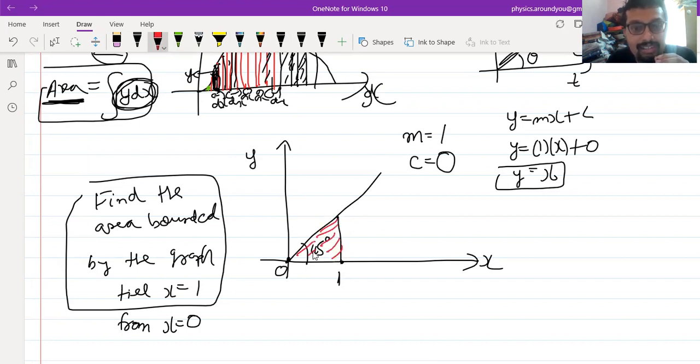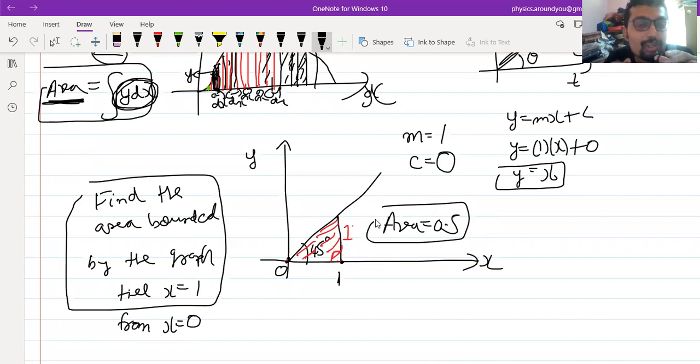How will I find this? There is an easy way, there is a hard way. What is this figure? Is it a rectangle, square, or a triangle? Triangle. How to find the area of a triangle? Half into base into height. What is the height? 1. Why? Because it is an isosceles right angle triangle. So height is 1, base is 1. So what is area? 0.5. Wow.